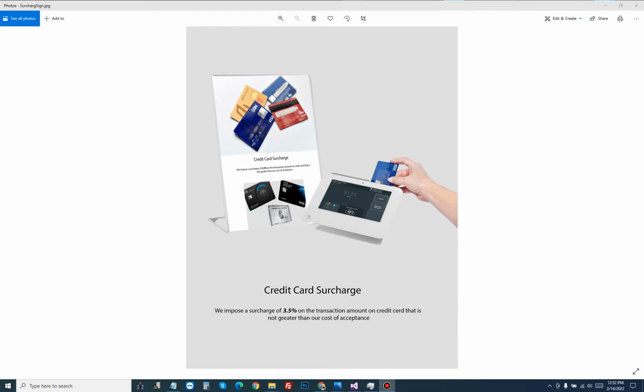Hello, Net123 has just added a new feature that lets you directly add a service charge fee to the credit card transaction when a customer wants to pay by credit card. To begin, you need a sign like this next to the credit card machine to inform the customers that you incur a percentage fee on credit card transactions.